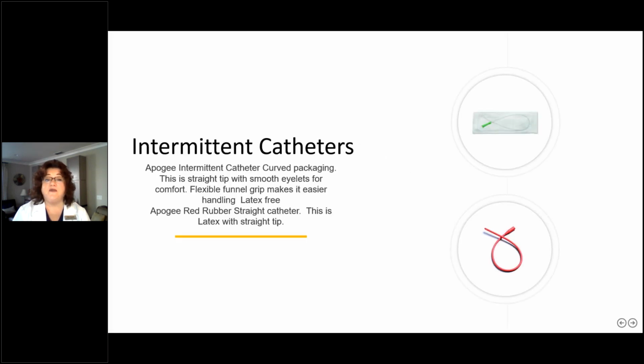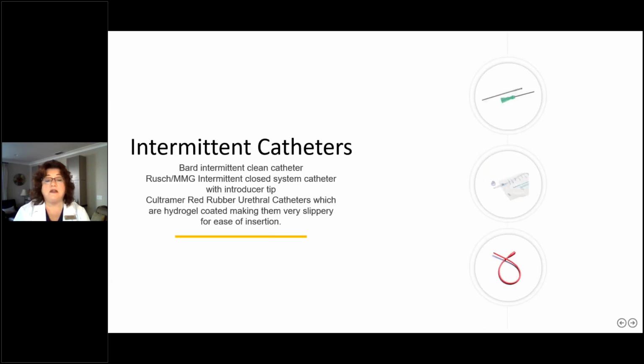Here's a picture of some of the more common kinds. There's one in a package that just looks like a curved little catheter. It's sterile packaging, and it has a straight tip, smooth eyelets for comfort, a flexible funnel that's easy to hold on to, and it's latex free. Below you see the red rubber straight catheter, which is latex and has a straight tip. Those are just two of the many.